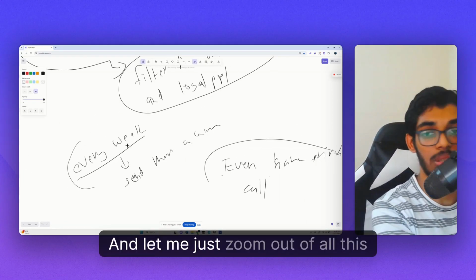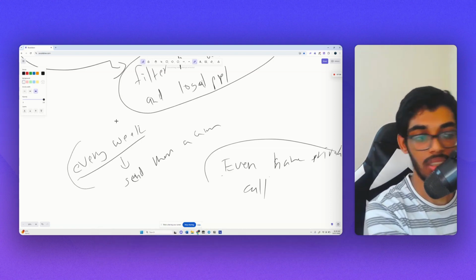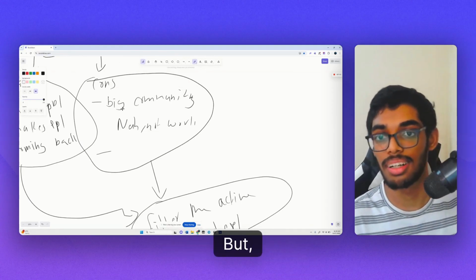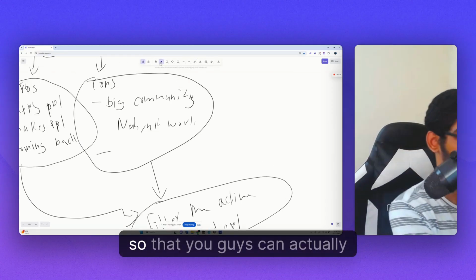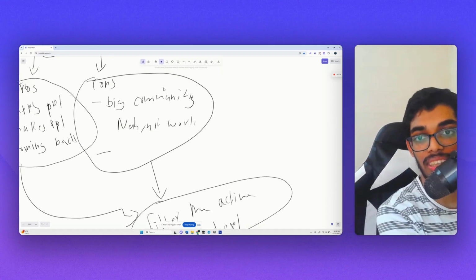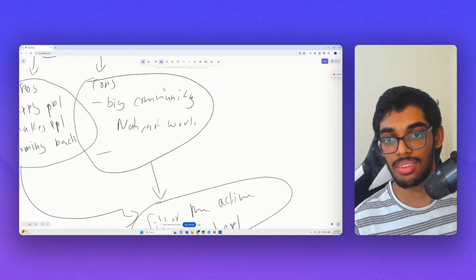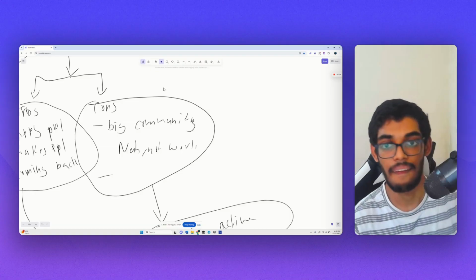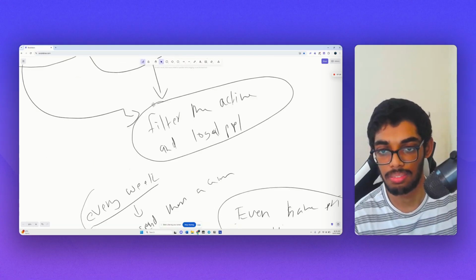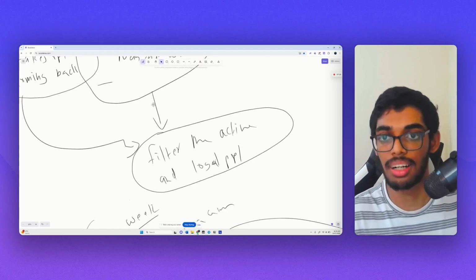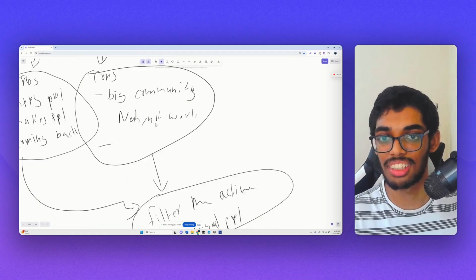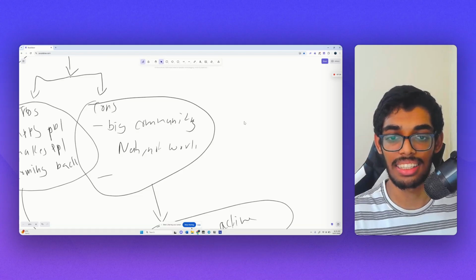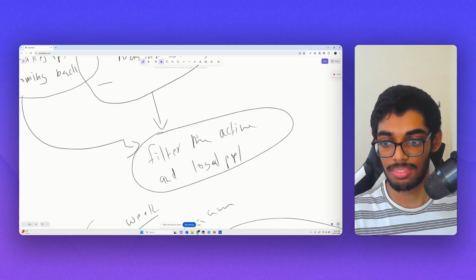And let me just zoom out of all this and show you guys. Oh, I can't zoom out for some reason, so that you guys can actually see. Give me a quick second. I don't know how to zoom out, but yeah.